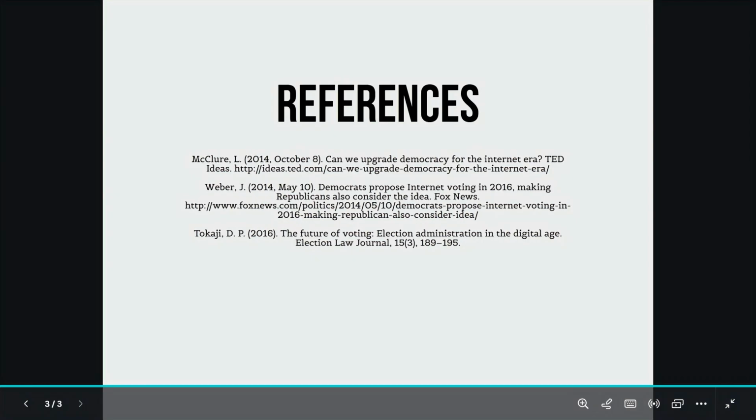This topic helped me understand how important it is to stay informed and participate as responsible citizens in a democratic society.